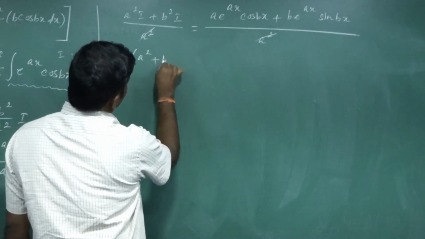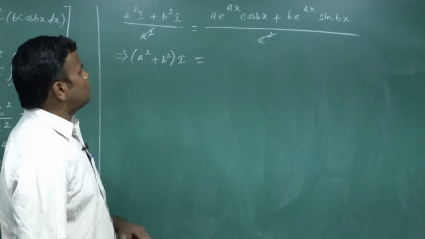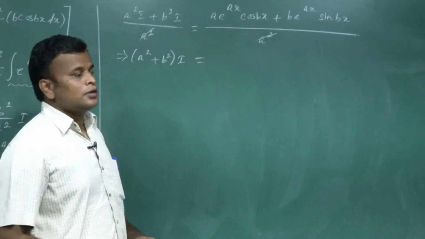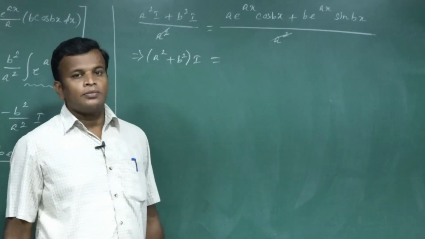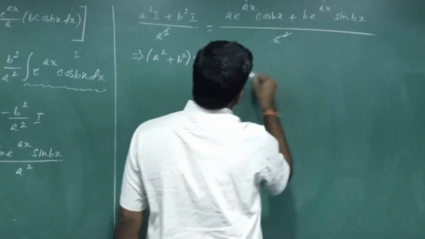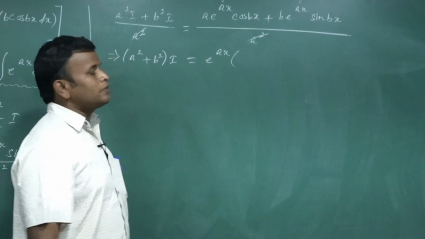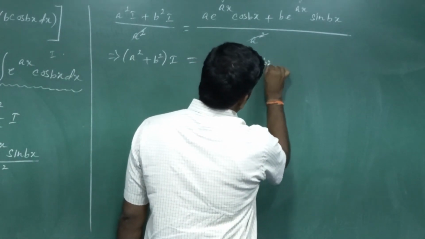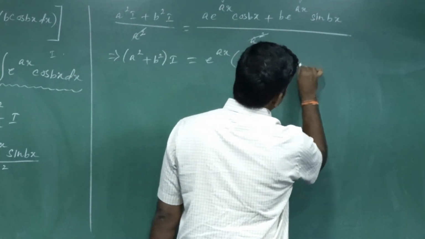I is common in both the terms, and also it is our given sum, so I will take I outside in both the terms: a square plus b square into I. You see in RHS one term is common. You identify the term is e power ax, so I will take e power ax outside. What is the remaining? First term a cos bx, plus in the second term b sin bx.